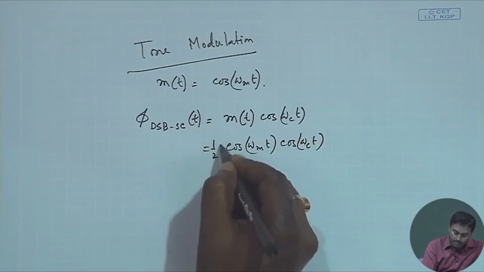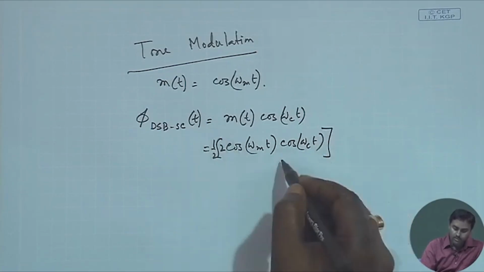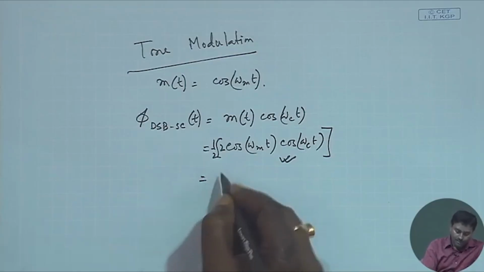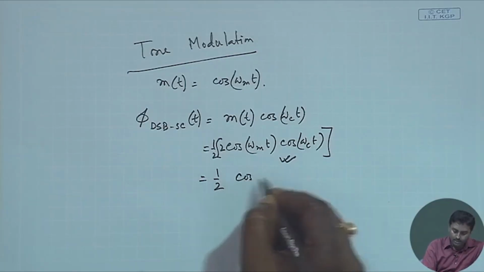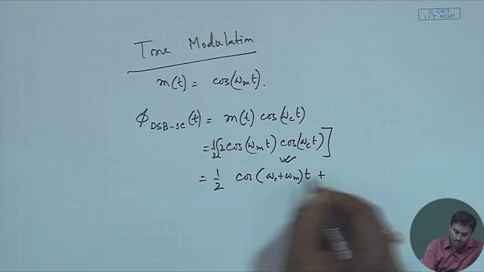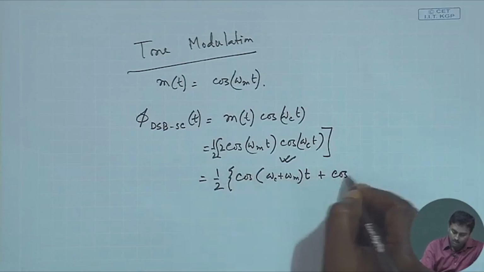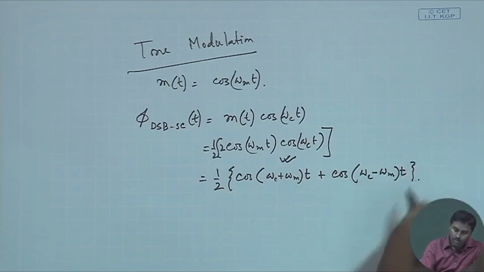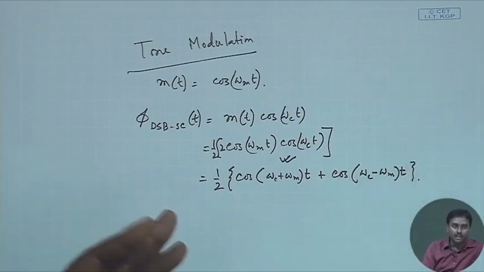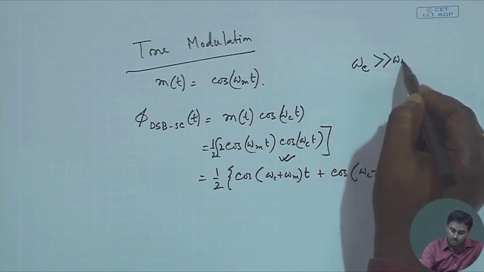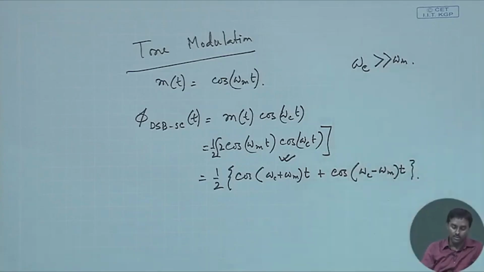So I take half into 2. I can use the cos a into cos b formula, so I can put that as half of cos (omega c plus omega m)t plus cos (omega c minus omega m)t. Of course our assumption is carrier frequency is much higher than the modulating frequency, that has to be there. So it should be omega c minus omega m.